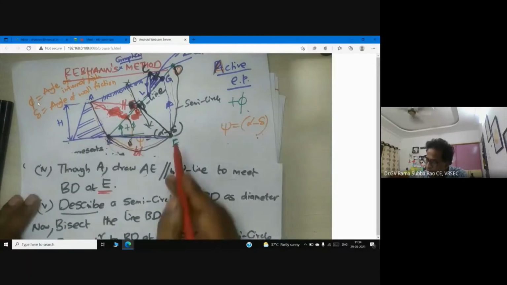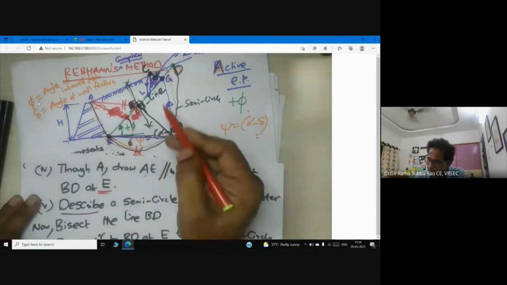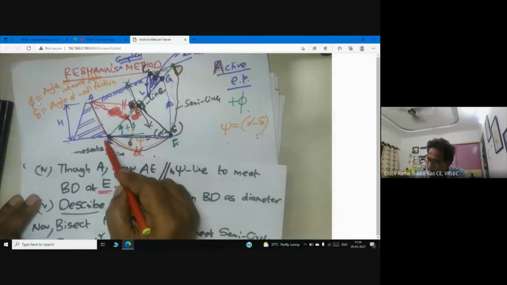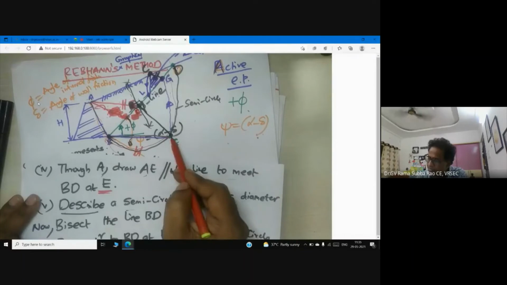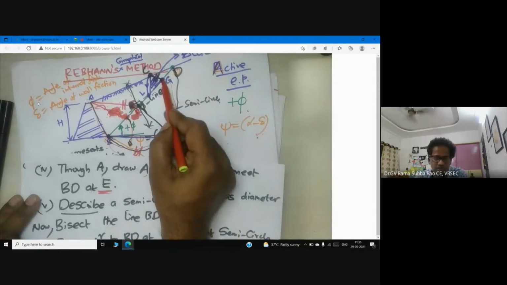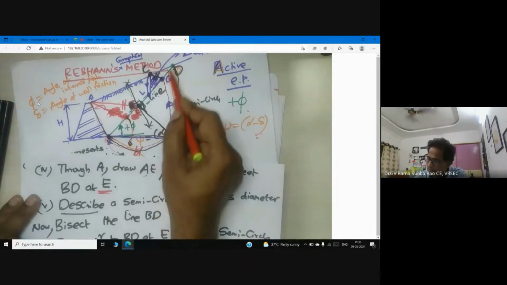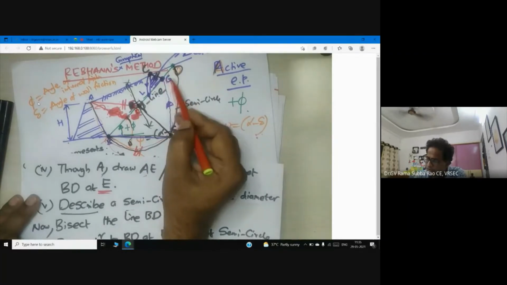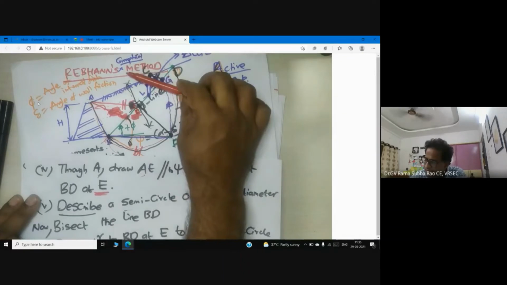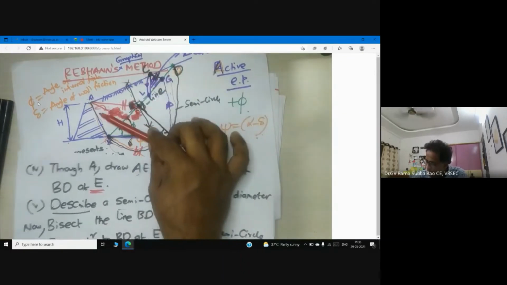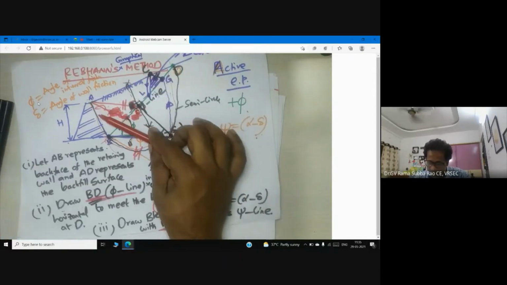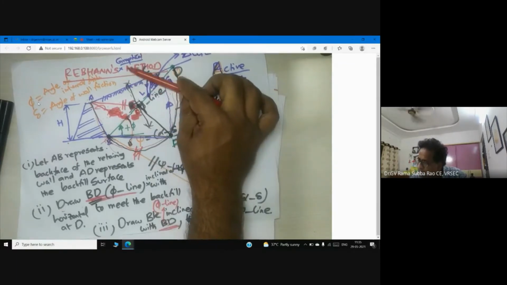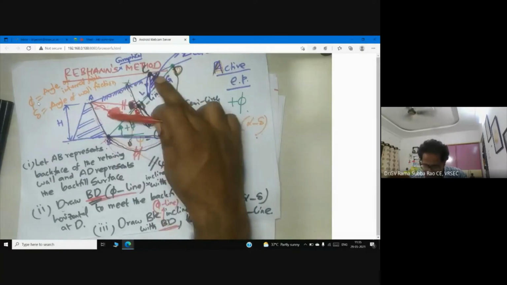Once you have point F, transfer this point to the phi line. What do I have to do now? Take B as center and BF as radius and transfer this point to the phi line. Now this G is the point on the phi line. Now I need to draw a line through G parallel to the psi line, which should intersect the backfill surface at C.